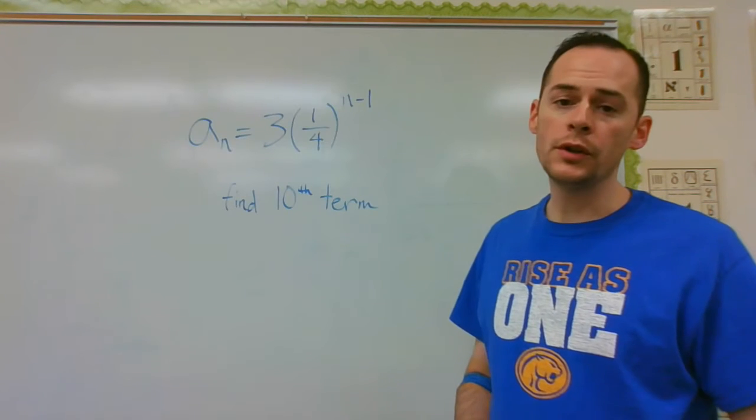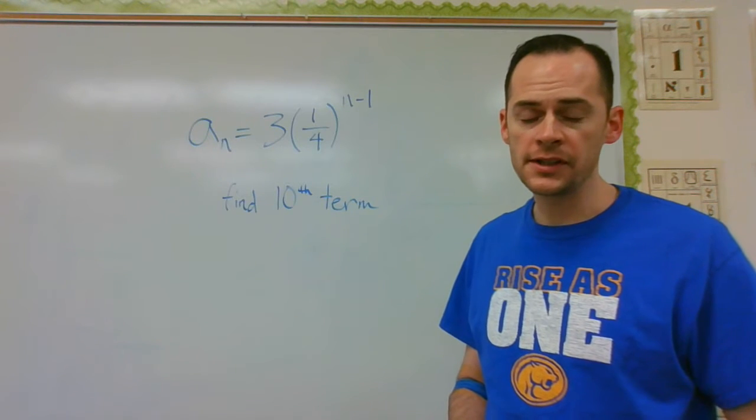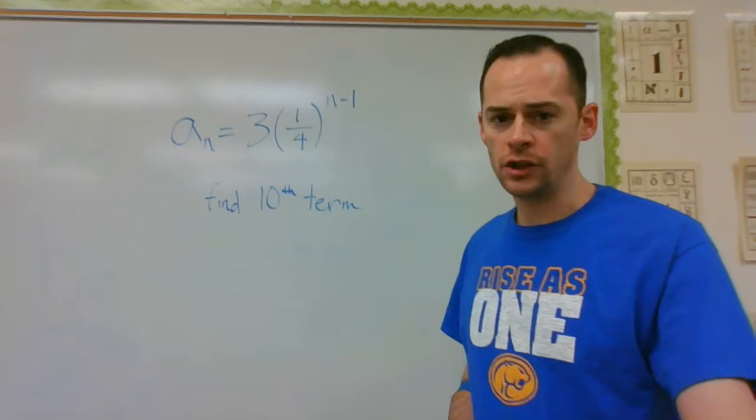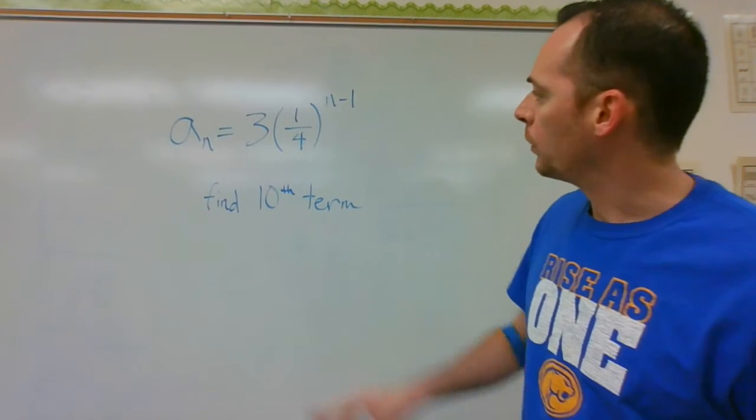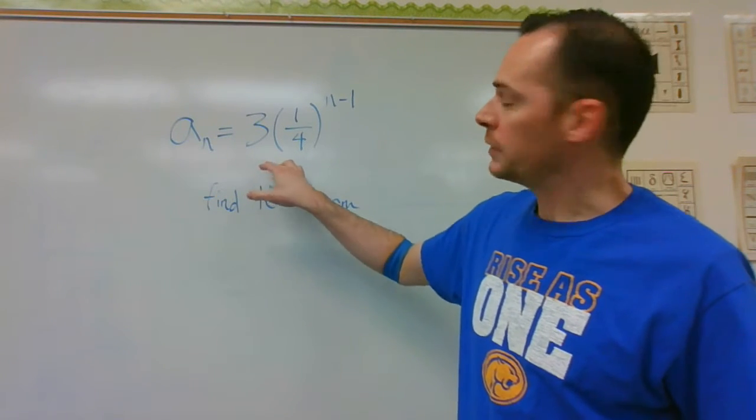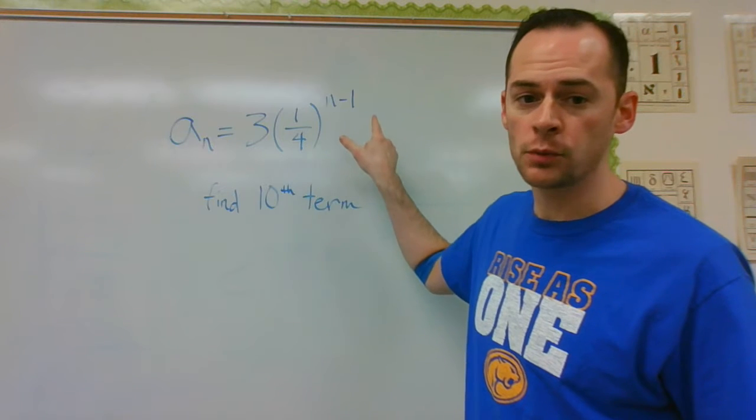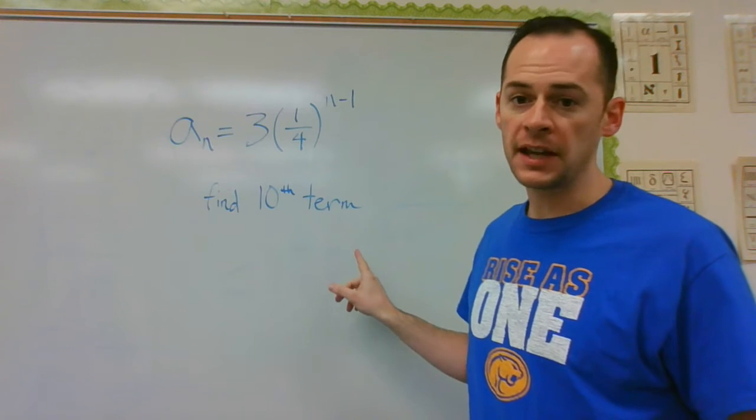Guys, so what we're going to do is solve a geometric sequence using a fraction. Okay, so what we have is a of n is equal to 3 times 1/4 to the n minus 1. What we want to do is find the 10th term.